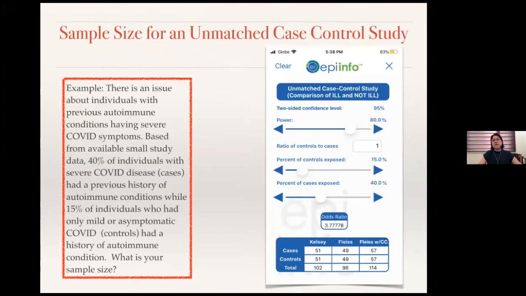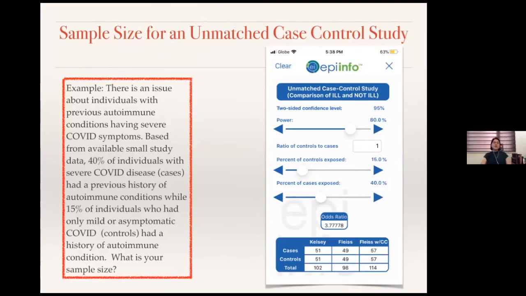Look at the interface. It's very similar to the previous one, no? But let's look at the example so you can understand very well. Let's say there is an issue about individuals with previous autoimmune conditions having severe COVID symptoms. For example, if I have SLE, then most likely I will be having severe COVID symptoms as compared to somebody who does not have SLE. So that's maybe an issue.